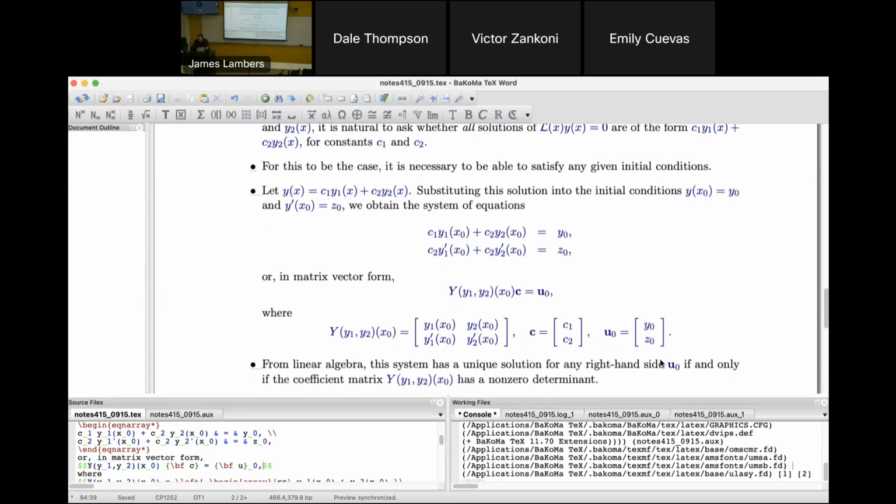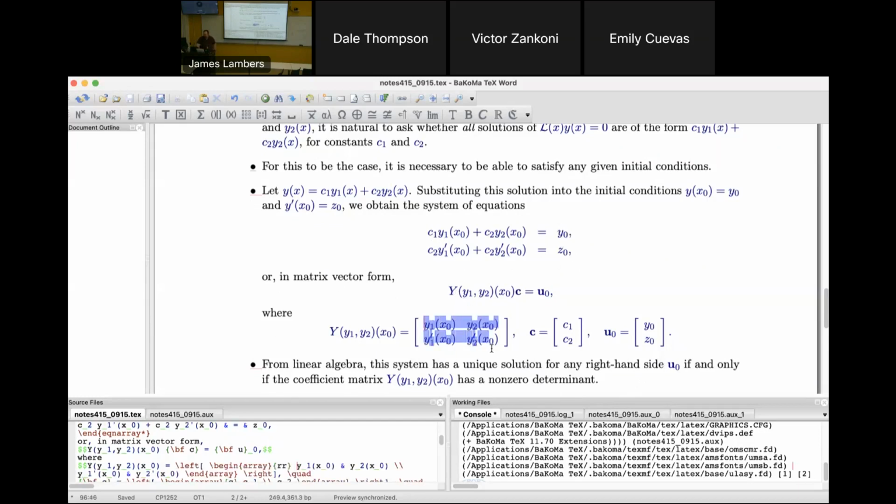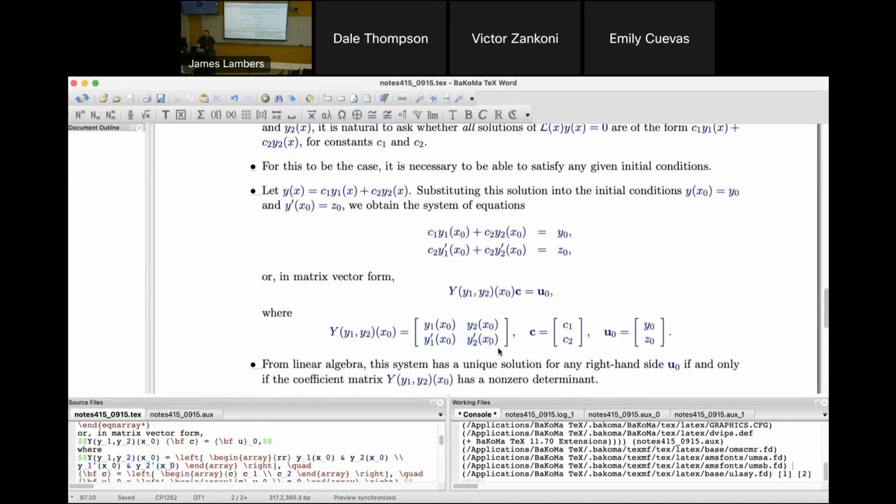And as you've heard me say before, mathematics is a problem of reducing all problems to linear algebra, and that's certainly true here. We want to know if this system can be solved for any y naught or z naught that we have. And the answer is yes, if this matrix has a non-zero determinant. That's what guarantees that this system of equations has a unique solution for any right-hand side values, y naught and z naught.